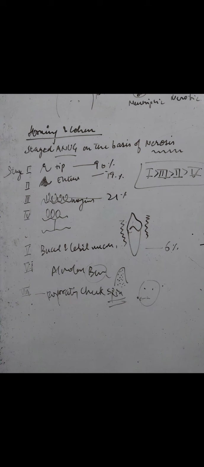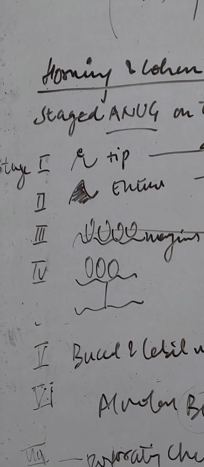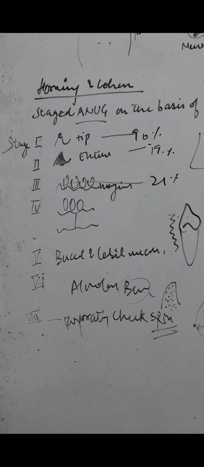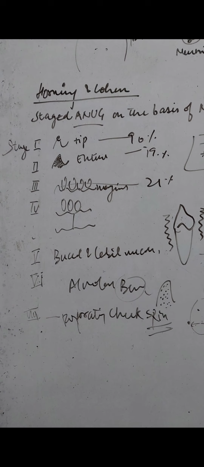Okay, so in stage 1 you can see it is just tip involvement of the interdental papilla. I have made this papilla, and just involvement of the tip of the papilla is there in stage 1. That is about 90% of the patients. Then in the second stage the entire papilla is involved, that is stage 2. Then stage 3, in which the infection has spread to the marginal gingiva.